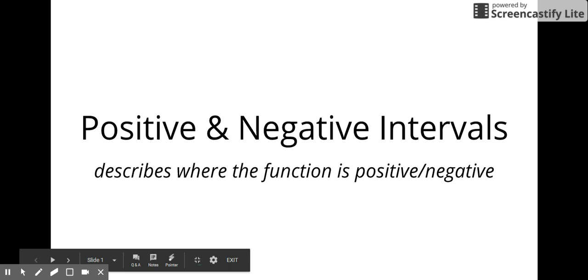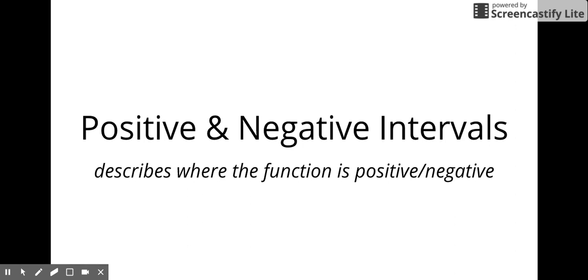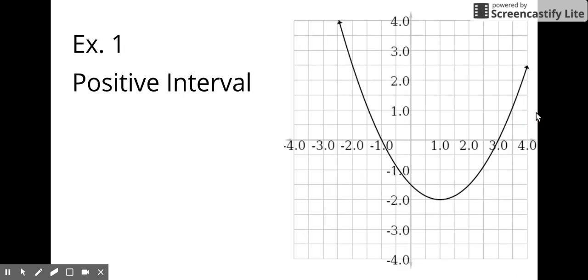A positive interval describes where the function is positive. This means where is your graph above the x-axis? A negative interval describes where the function is negative, and this means where's your graph below the x-axis? Because we're focusing on where it's above or below the x-axis, x-intercepts are really going to help us write these.